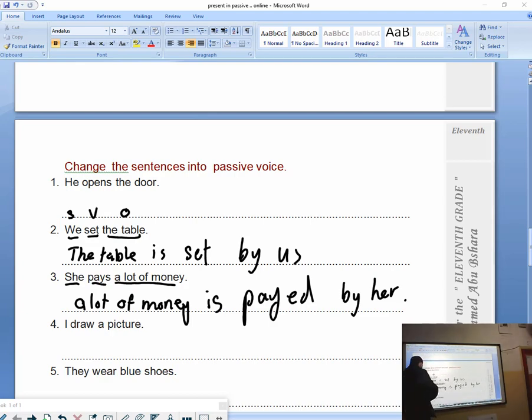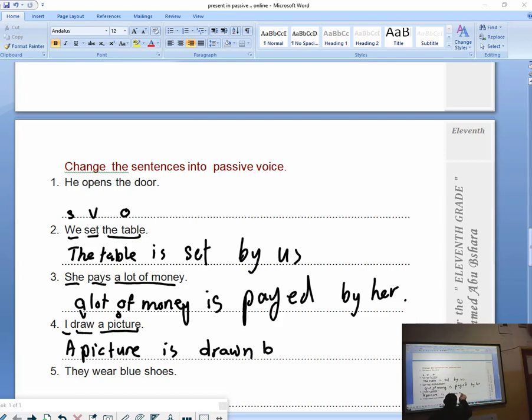I draw a picture. I is the subject. Draw is the verb. A picture is the object. As we spoke before, we should start with the object. A picture is, because it is singular, is drawn, is drawn by me.